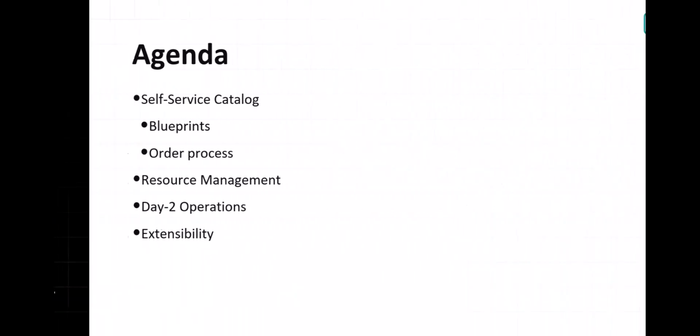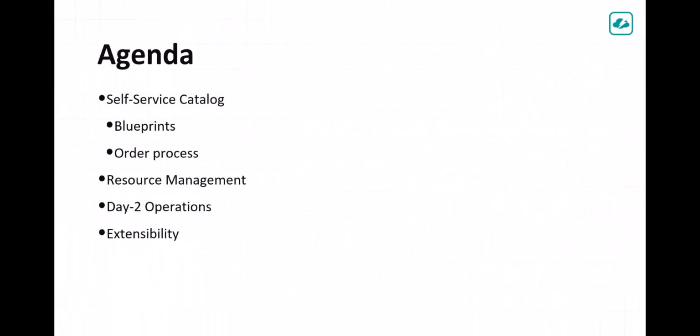In this video, we're going to be covering off really an overview of everything that CloudBolt does to include the self-service catalog. We'll dive a little bit deeper into blueprints and the order process. We'll then move into resource management, talk about the life cycle of the different types of cloud resources that CloudBolt helps to manage. We'll then look at some day two operations on those resources. And finally, we'll close things out with talking about CloudBolt's best-in-class extensibility. Let's go ahead and get started.